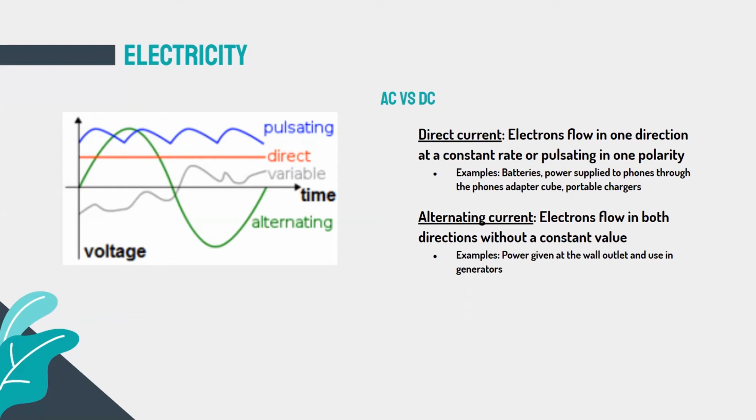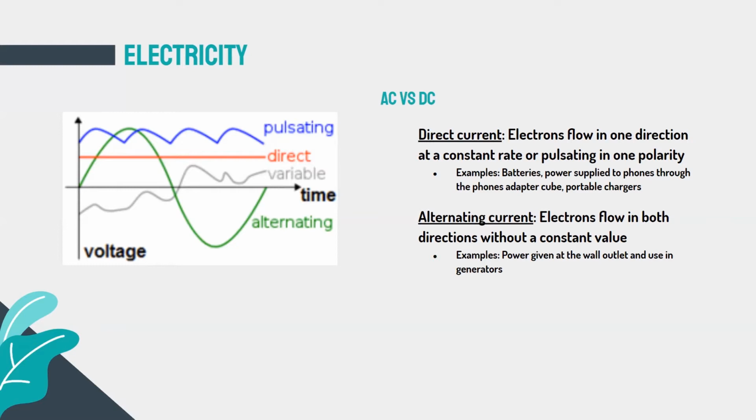And then we have alternating current. So alternating current, electrons will flow in both directions without a constant value. And so you'll see alternating current is right here in the green. And then we have variable. Variable typically happens when you have a system that has a malfunction in it, has electrical noise, there's waste, or there's just some inconsistency happening. The power efficiency will drop, causing a variable pulse to happen.